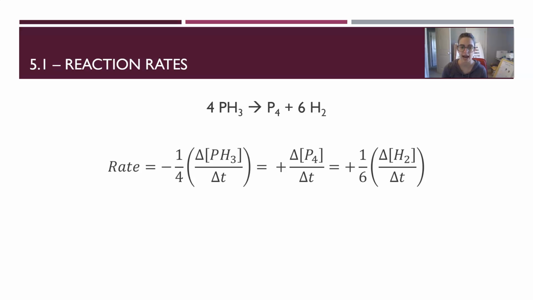So we're looking at how many reactants we're consuming to make our products. So it requires 4 PH3s to make 1 P4 and 6 H2s. So keeping that in mind, that's going to affect the rate at which things appear and disappear during the reaction.